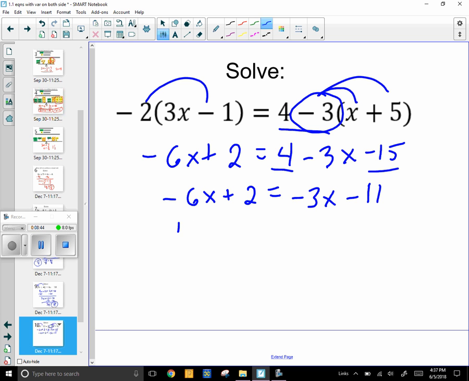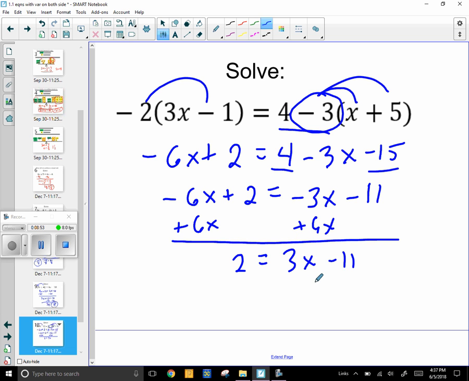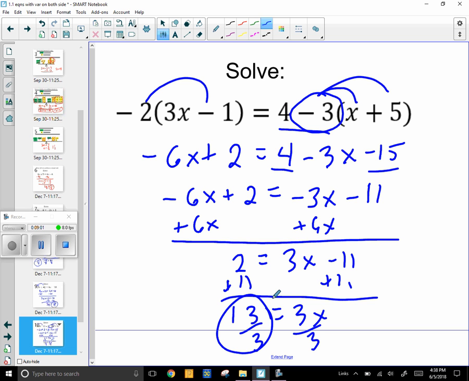Now I'm going to add 6x to both sides. I could add 3x to both sides and it would also work, but that gives me 3x minus 11. I add 11 to both sides. This problem has a lot of work, huh? And divide by 3. Final answer is 13/3. Again, you could change it to 4 1/3 if you want to.